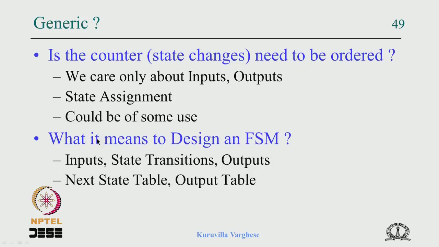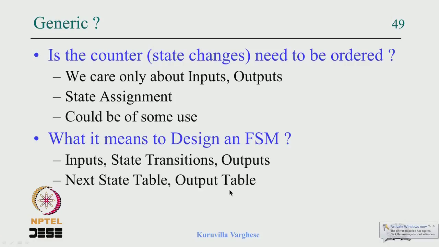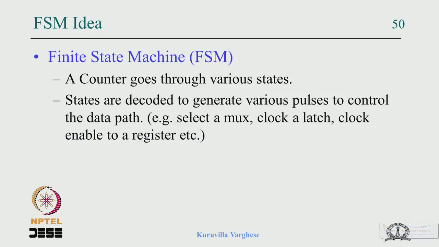So what it means to design an FSM is that you have a specification of the input, the state transition and the output sequence, and from there you design the next state table and the output table. That is basically what it means to design a finite state machine. The basic finite state machine, or controller, and a controller is nothing but a finite state machine. The idea is that there is a counter part which goes through various states. It is immaterial whether it goes through them in a particular sequence, and the states are decoded to generate various pulses to control the data path.